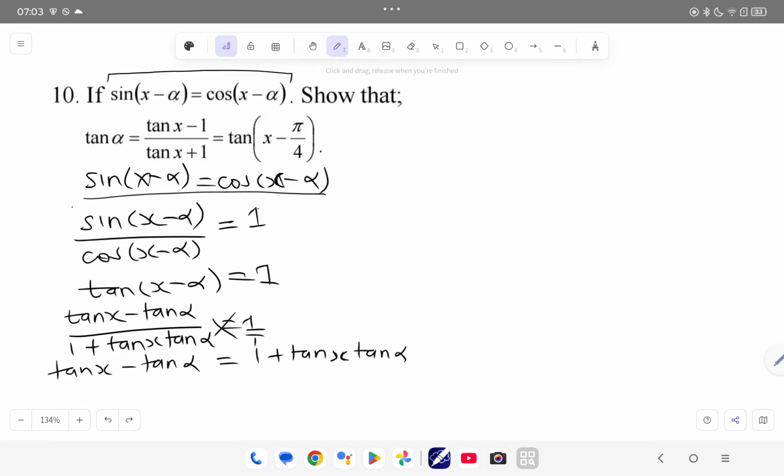Now I want to find tan alpha. So I will simplify it by collecting like terms.